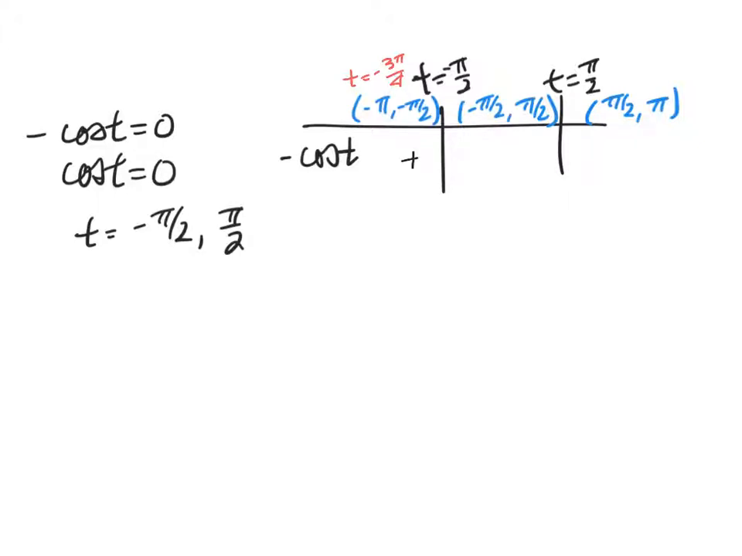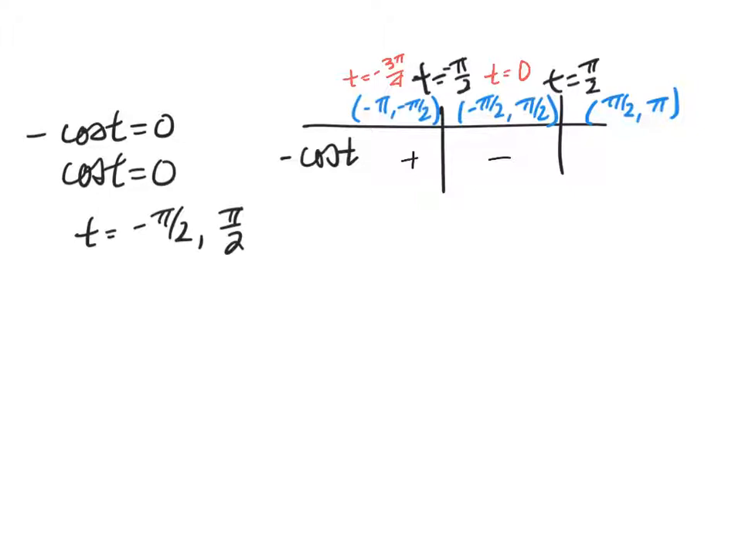And then I'm going to choose something in the interval between negative pi halves and pi halves. What do you all want to choose? We could choose 0. So I choose 0. The cosine of 0 is a positive number, but I have a negative multiplier out front. So what is that region going to be? Negative. I'm going to choose one other number between pi halves and pi.